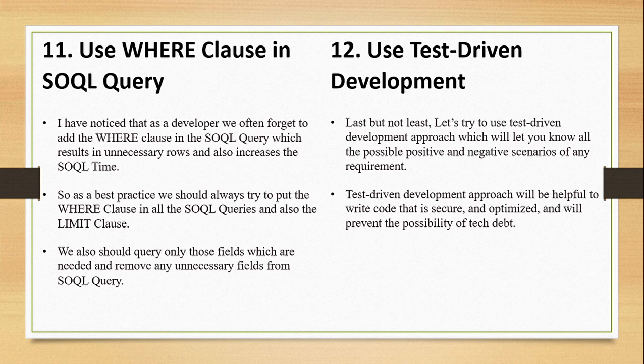Last but not least, let's try to use the test-driven development approach, which will let you know all the possible positive and negative scenarios of any requirement. So the test-driven development approach will be helpful for writing code that is secure and optimized, and will prevent bugs. So these are all interview questions which were asked in 2023 for Cognizant.